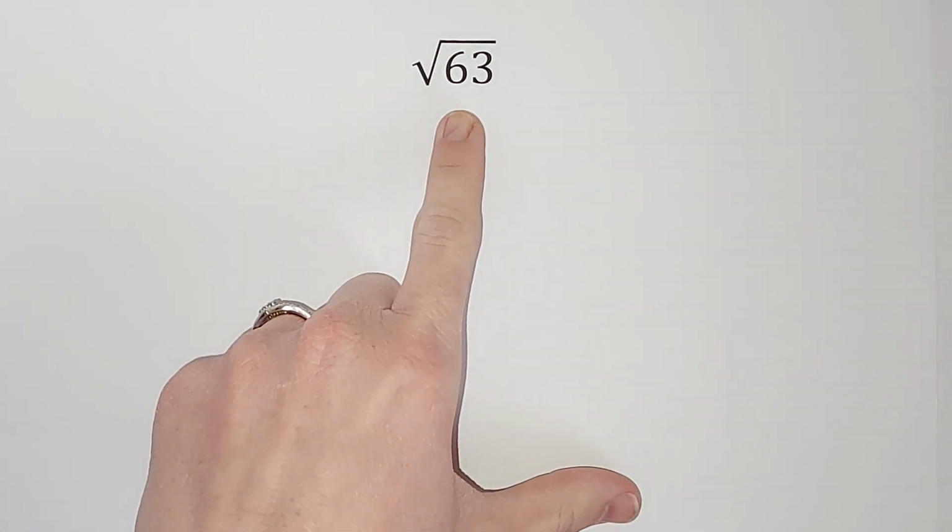Now, a lot of numbers don't have pretty square roots, right? If you plug this into your calculator, you're going to get a nasty decimal, okay? So what do we do? We don't want to just leave it like this. We want to try to simplify it down, okay? And let me show you what that means.